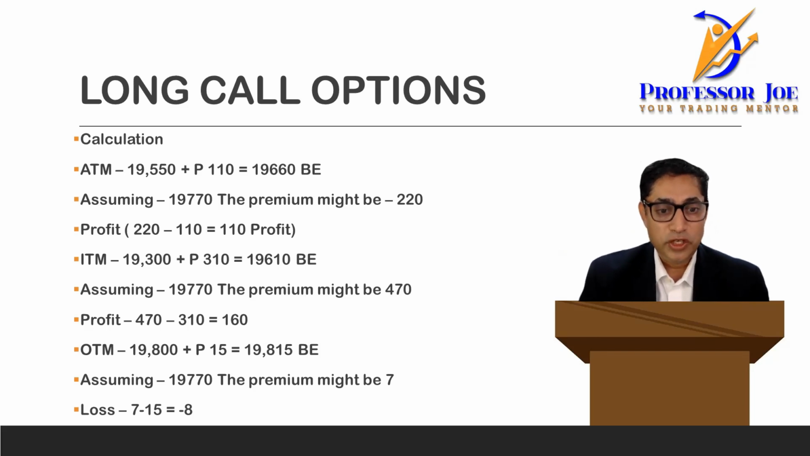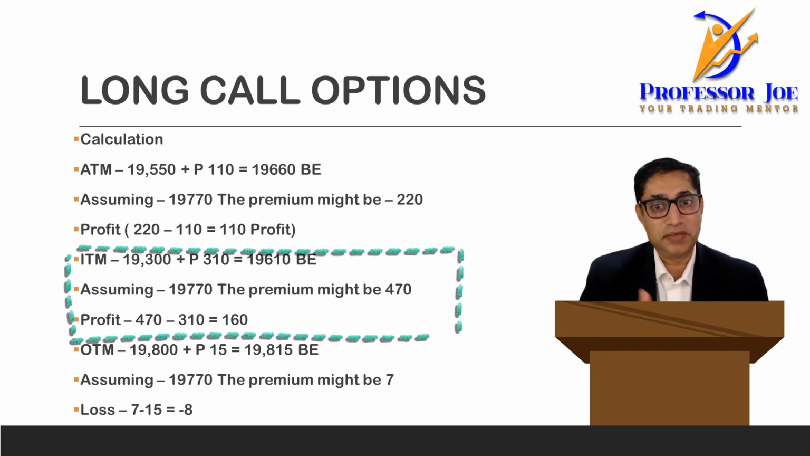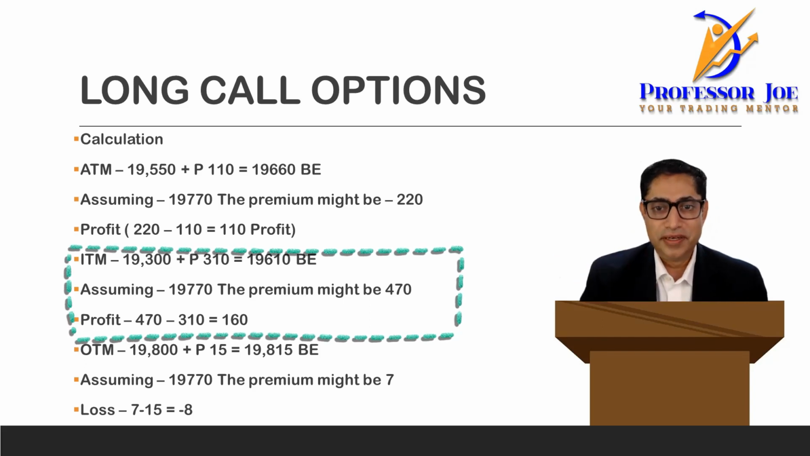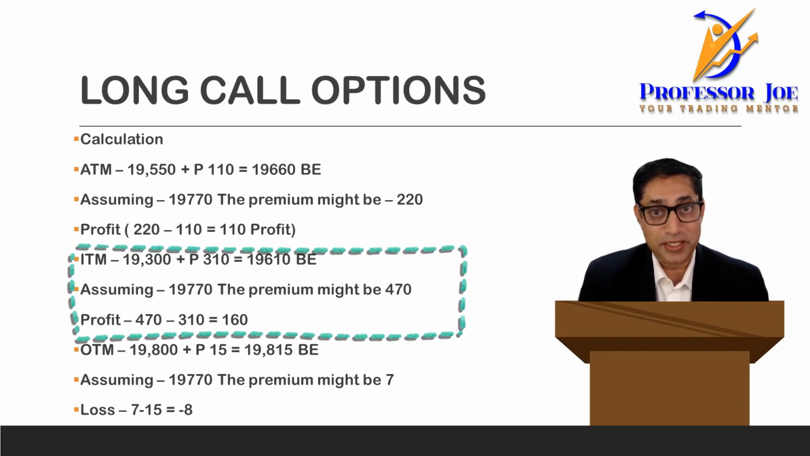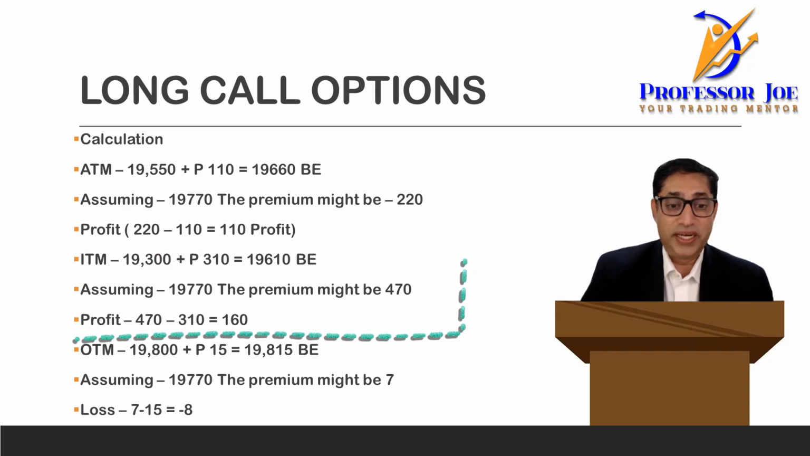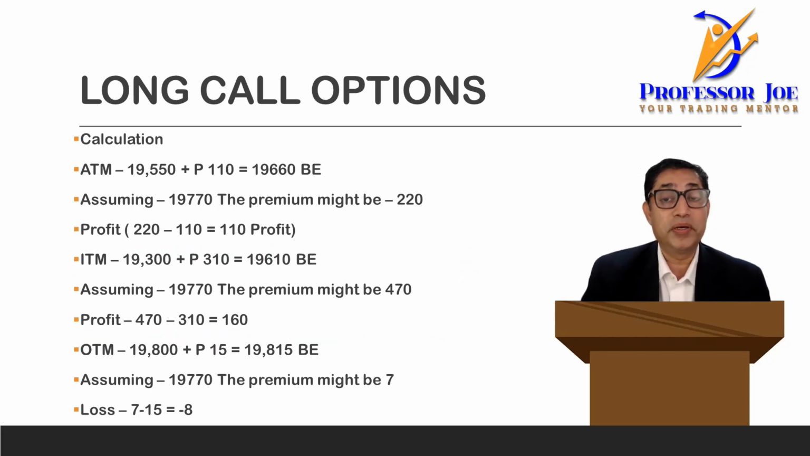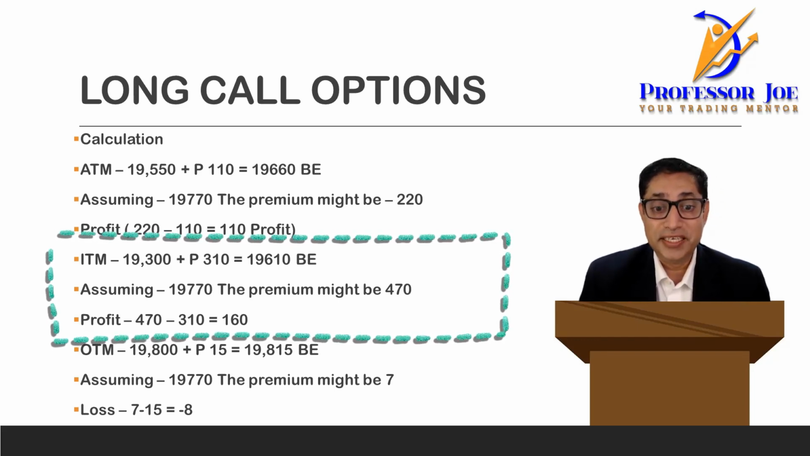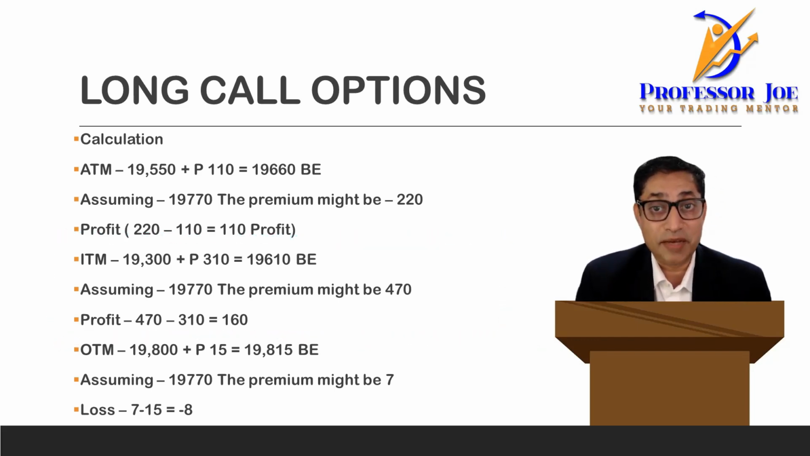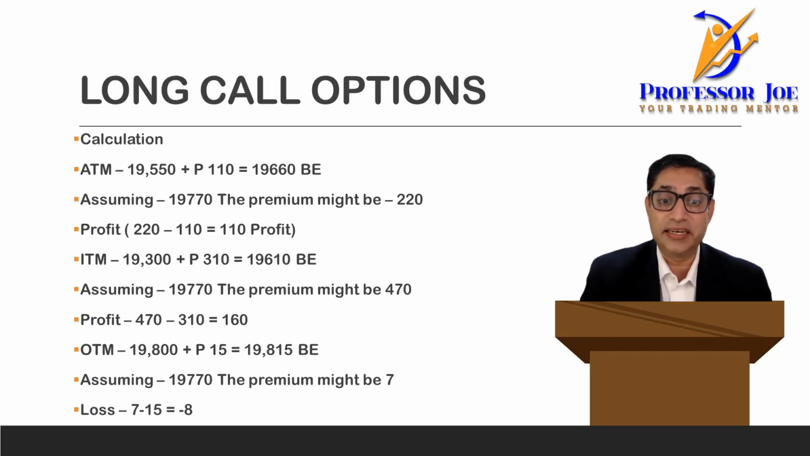The second, you entered in ITM. That means the market has already crossed this level, but you decided you want to be safer. So you entered at the 19,300 strike price, which is below the current market price, because the current market price is somewhere close to 19,550. Here the premium is high. It is 310 rupees. Assuming that the market moves to 19,770, the premium would at that time become approximately 470, because you paid 310.